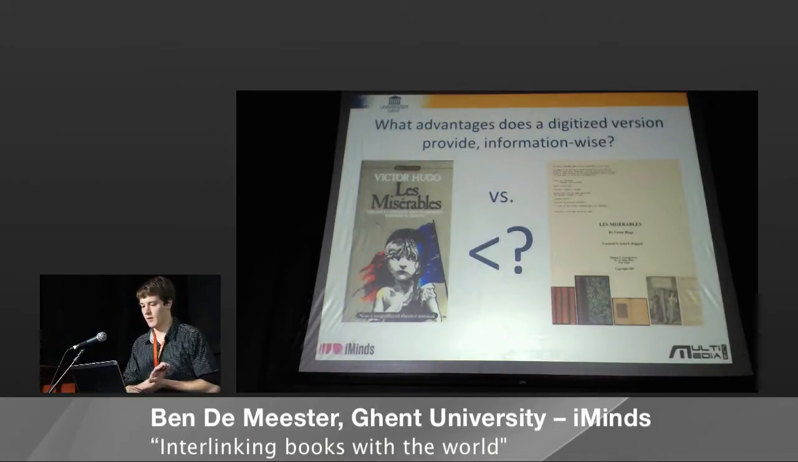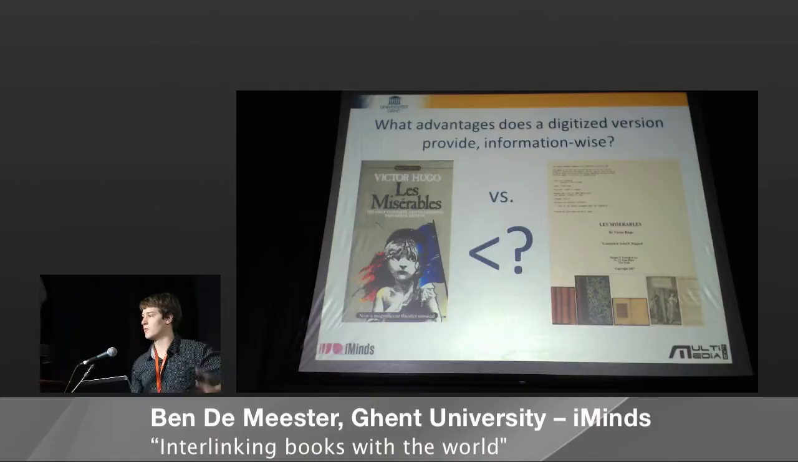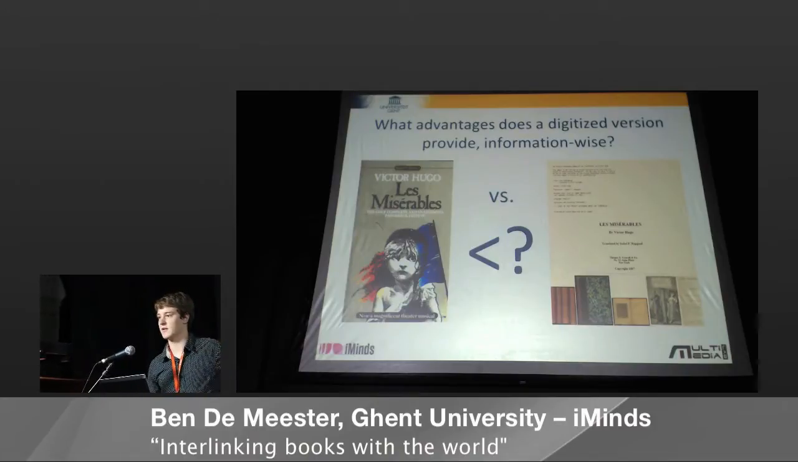So first and foremost, let's see what advantages a digitized version has compared to a printed version, but information-wise. I'm going to use the example of Les Misérables here, which is the printed version, and then we have the Gutenberg version of it. So basically we have two big advantages at the moment to get quickly to information inside a book.